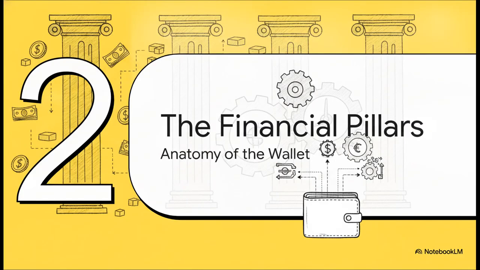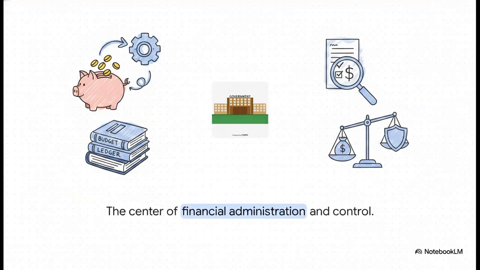All right, moving from the abstract theory to the concrete machinery, let's hit Section 2, the 4 financial pillars. This is the actual anatomy of that societal wallet. At the center of it all is the massive administrative machinery. Think of this as the control room. Public money has to be managed exceptionally well, which requires a highly organized framework.